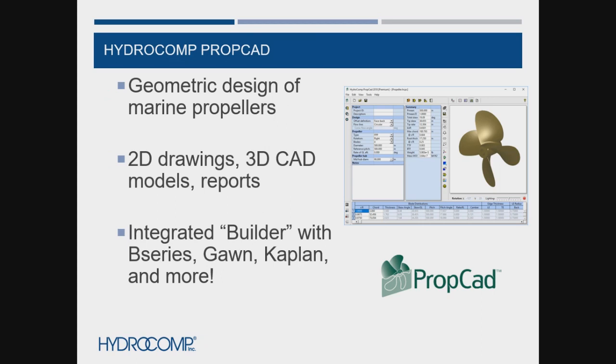For those who may be unfamiliar with PropCAD's role in the design space, PropCAD is focused on the geometric design of marine propellers. So it's all about the blade shape and the integration of the sections into a blade form. There are no performance calculations in PropCAD. There are some strength calculations, but its primary purpose is to produce 2D drawings, 3D CAD models, and documentation such as offsets reports, classification, thickness calculations, inspection reports for building propellers.